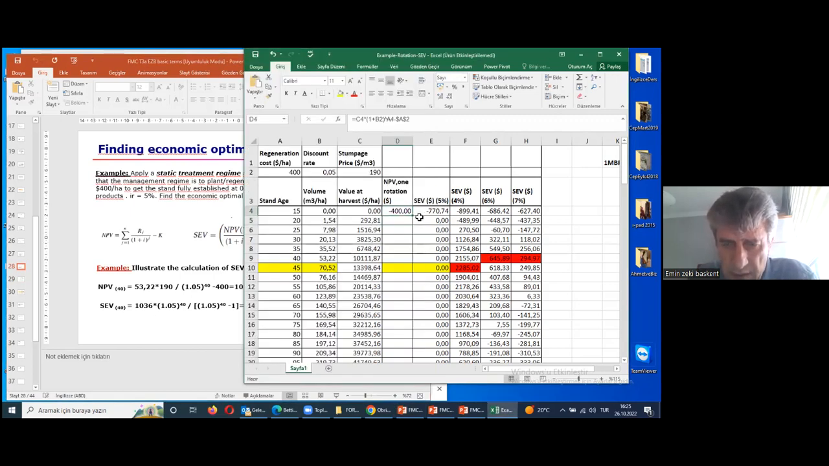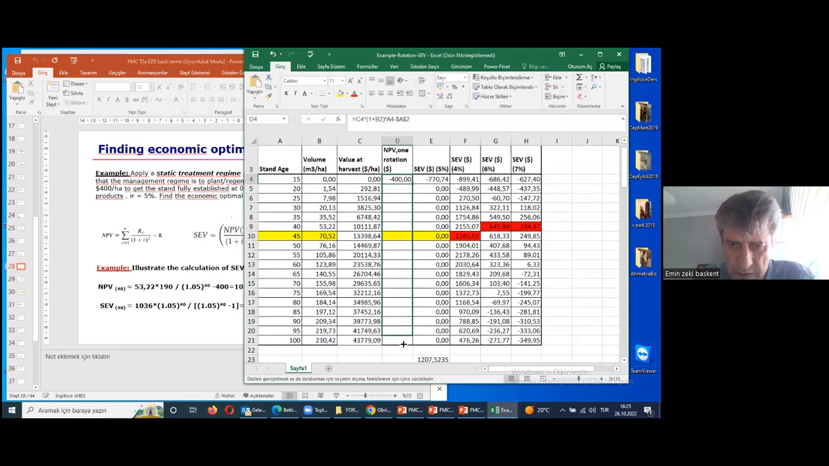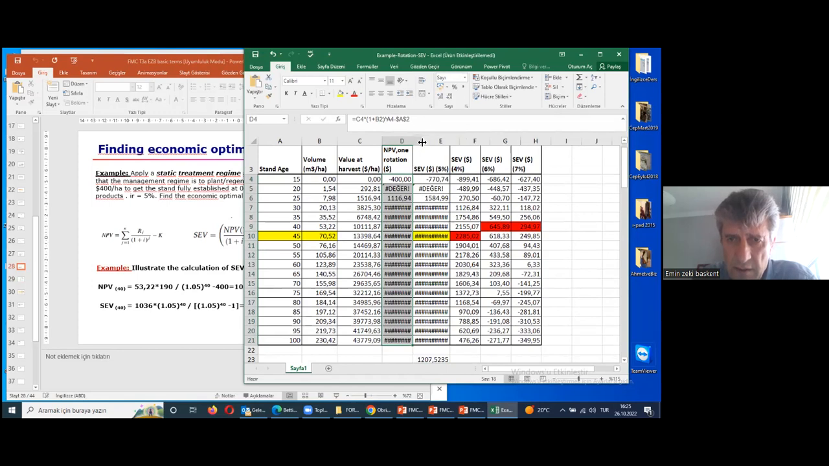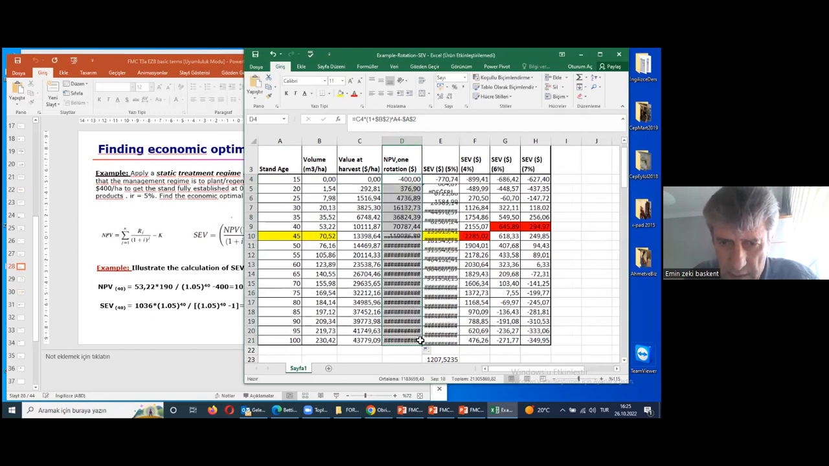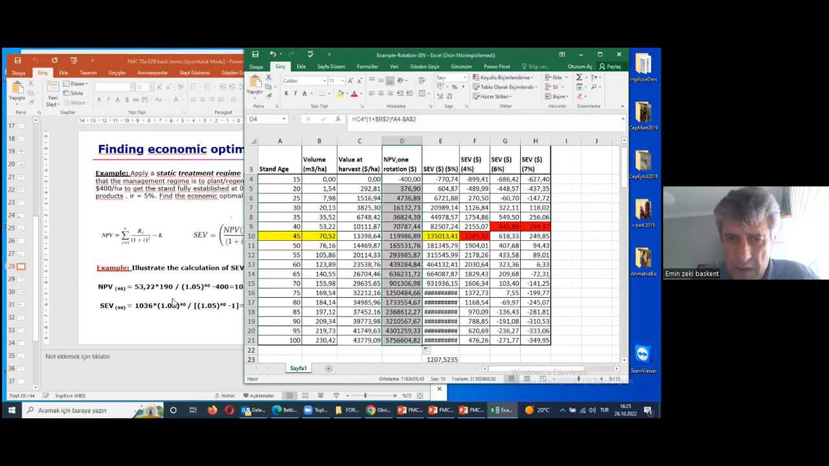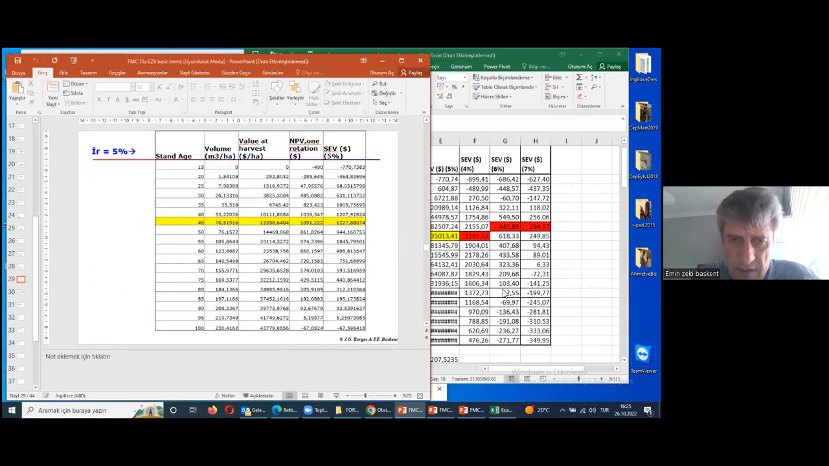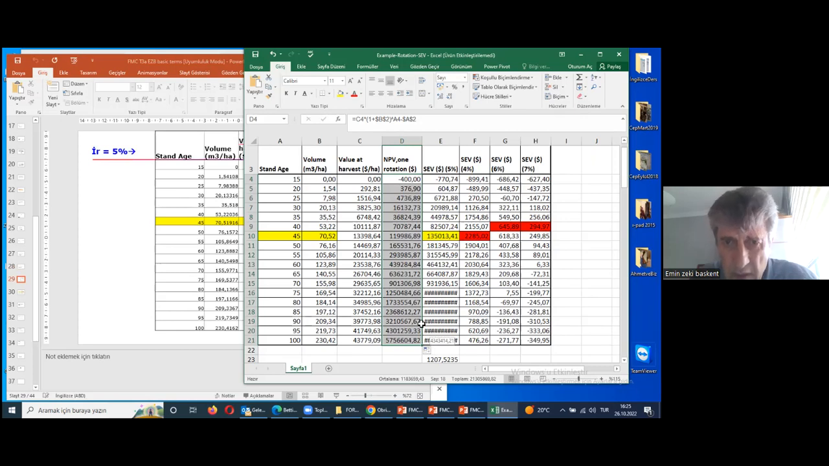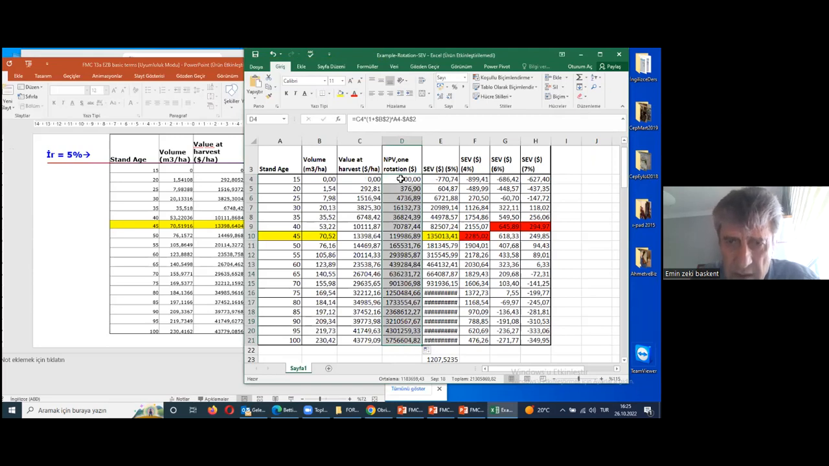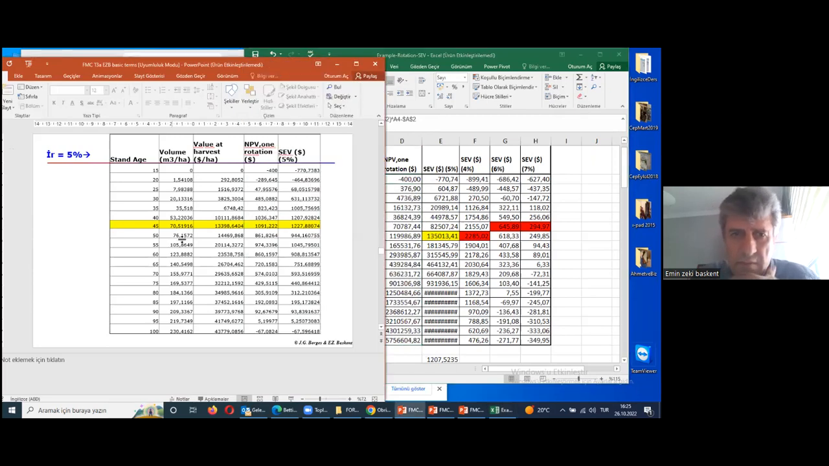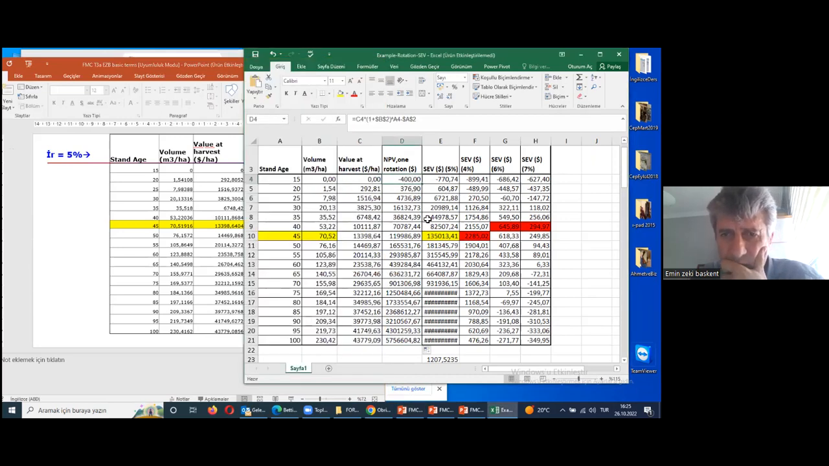So we were able to calculate the net present value. We will copy and paste to the rest. We have to fix this one. To make sure that we have got the same result, take a look at this value. Net present value is 67. Okay, it's not. Something is wrong.